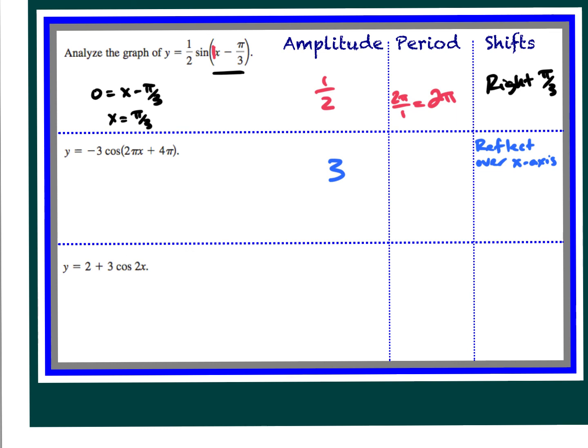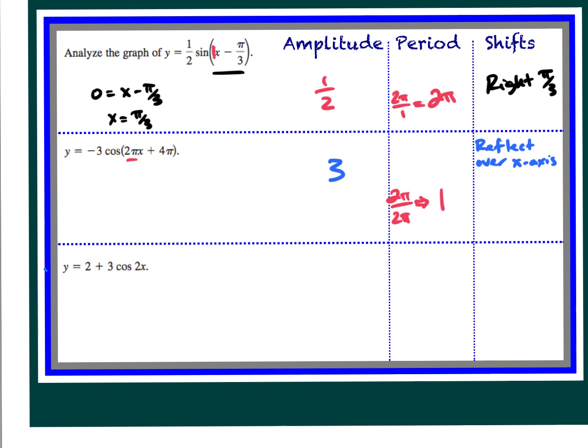Guess what students mess up sometimes on that? They tell me my amplitude's negative 3. The negative is the flip, the reflection. Now let's talk about its period. What's its normal period? 2 pi. Well, what do I need to do? Divide it by the coefficient of my x, which is 2 pi. So 2 pi over 2 pi is 1. So this cosine function is going to complete its cycle in 1 unit instead of 2 pi. It's a little faster.